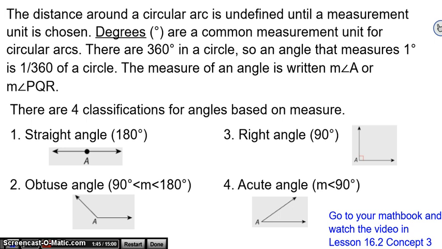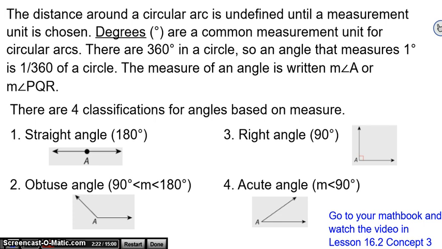The distance around a circular arc is undefined until a measurement unit is chosen. Degrees are a common measurement unit for circular arcs. There are 360 degrees in a circle, so an angle that measures 1 degree is 1/360th of a circle. The measure of an angle is written the measure of angle A or the measure of angle PQR, using the lowercase letter m right in front of the angle symbol to notate that we're looking at a measure of an angle.